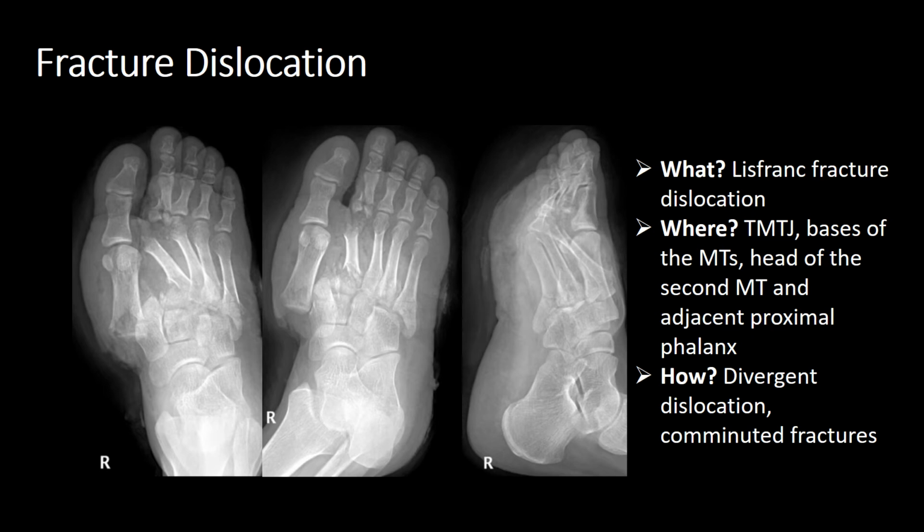What is it? It's a Lisfranc fracture dislocation where the tarsometatarsal joints, bases of the metatarsals, head of the second metatarsal and adjacent proximal phalanx, have divergent dislocation with comminuted fractures. Don't worry too much about this image. This is highly complex and you wouldn't really be expected to look at it in the exam. But what I want you to bear in mind is just to note that this is what a divergent Lisfranc fracture dislocation looks like.